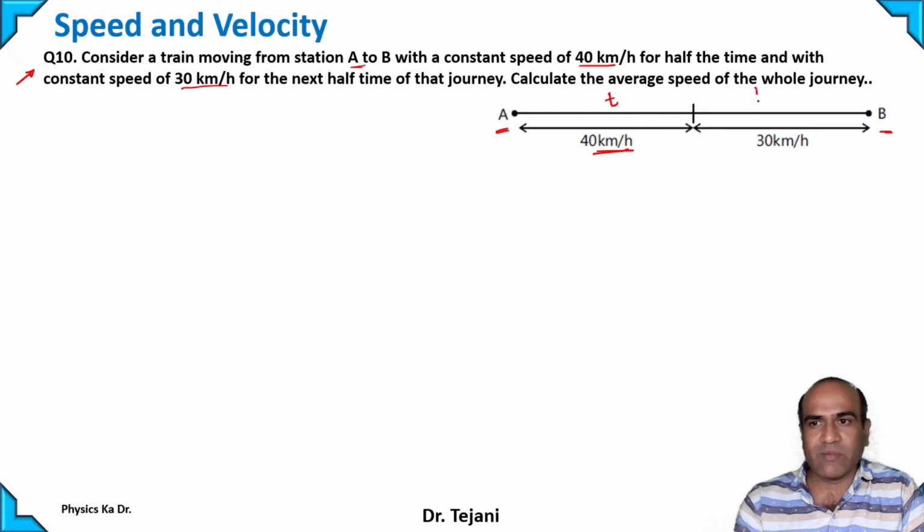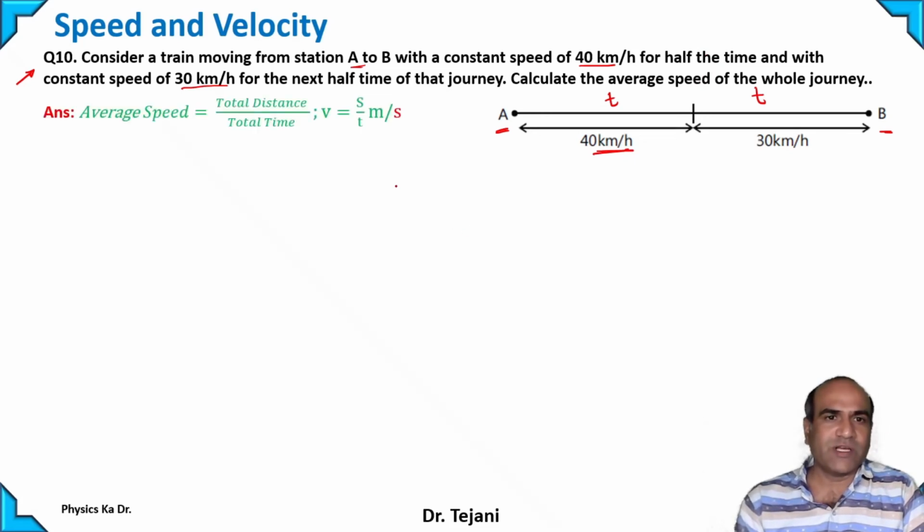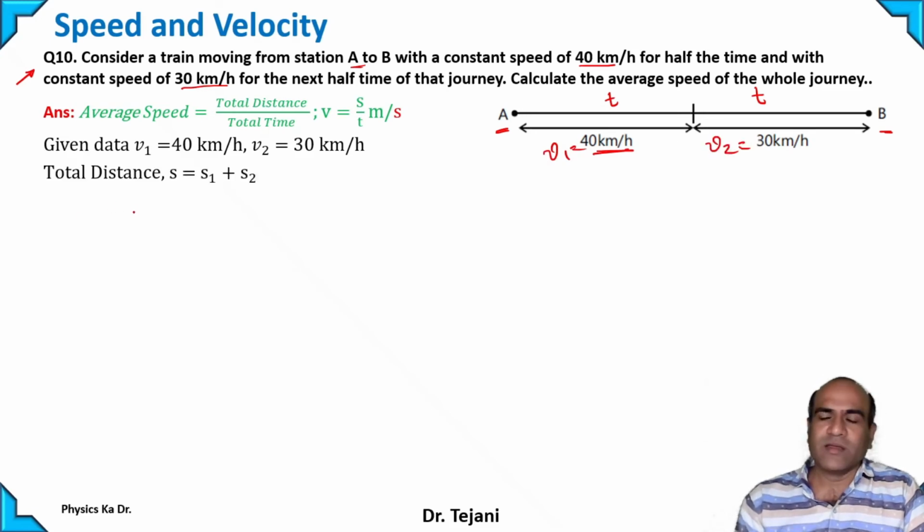It is taking equal time on both intervals. Calculate the average speed of the whole journey. So we know that speed is equal to distance by time, and here in the given data, this is v1, this becomes v2. It is very simple.